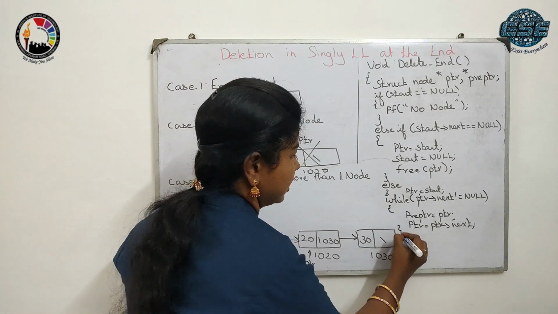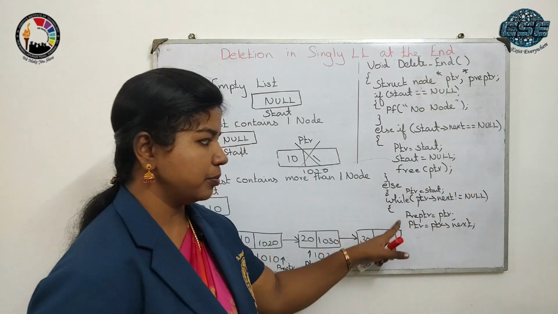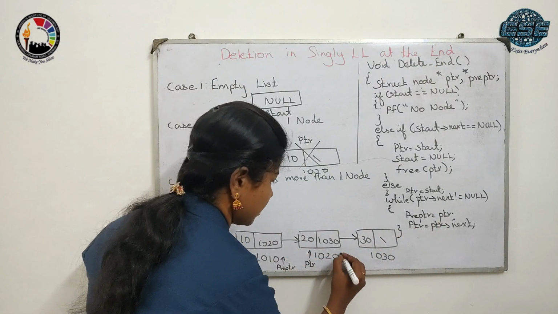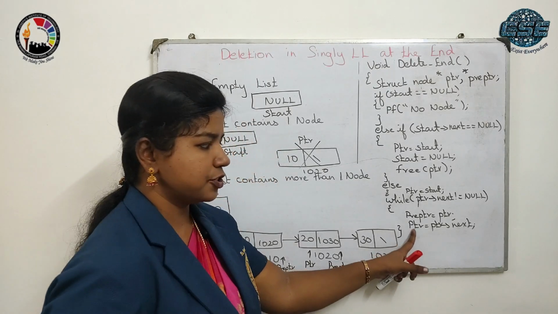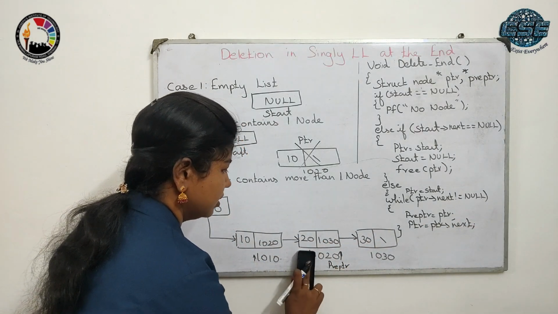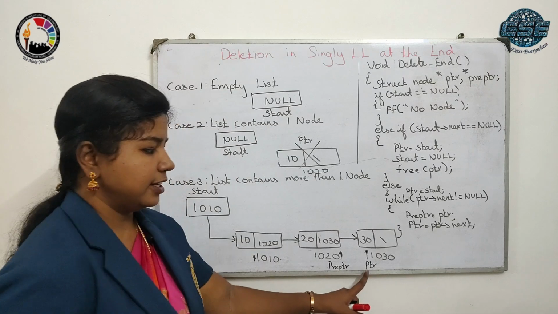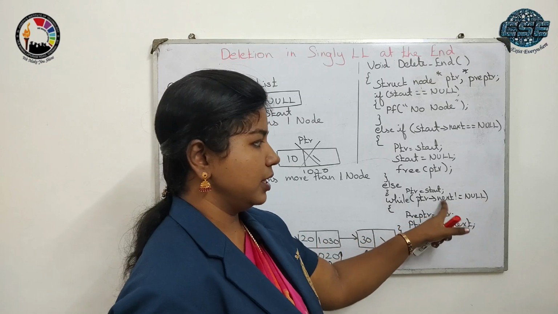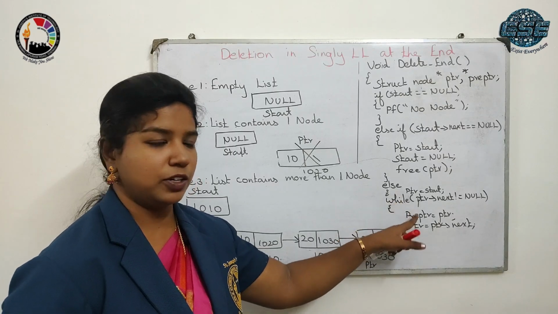Okay. So again check the condition. Pointer of next is 1030. It is not equal to null. So we have to make the pre-pointer point to PTR, and the PTR has to move to PTR of next. PTR of next is 1030, so this PTR will be moved to 1030. Again check the condition. The condition is PTR of next not equal to null, but here PTR of next is equal to null. So this loop will not be executed.